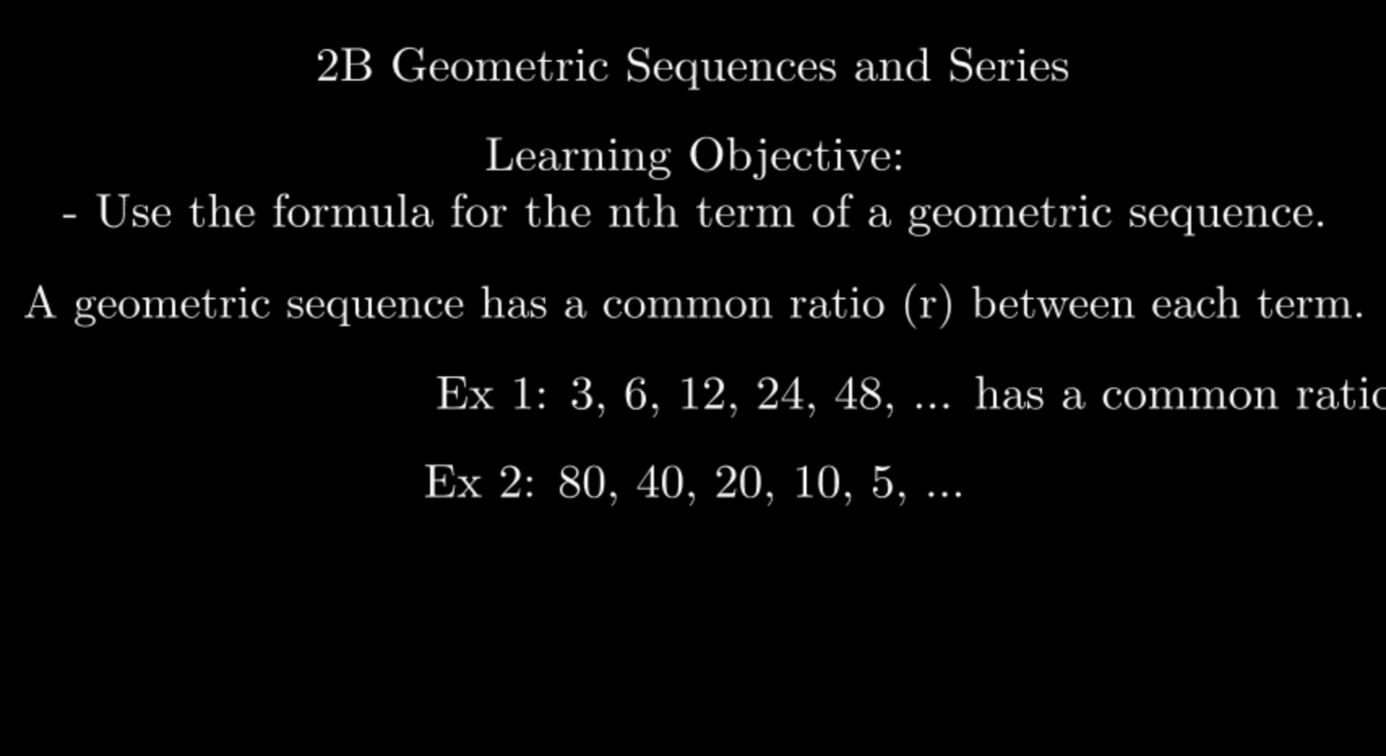Here's another one, 80, 40, 20, 10, 5. What's the common ratio here? We're dividing by 2 each time. Remember, dividing by 2 is the same as multiplying by its reciprocal. So the common ratio r is 1/2.